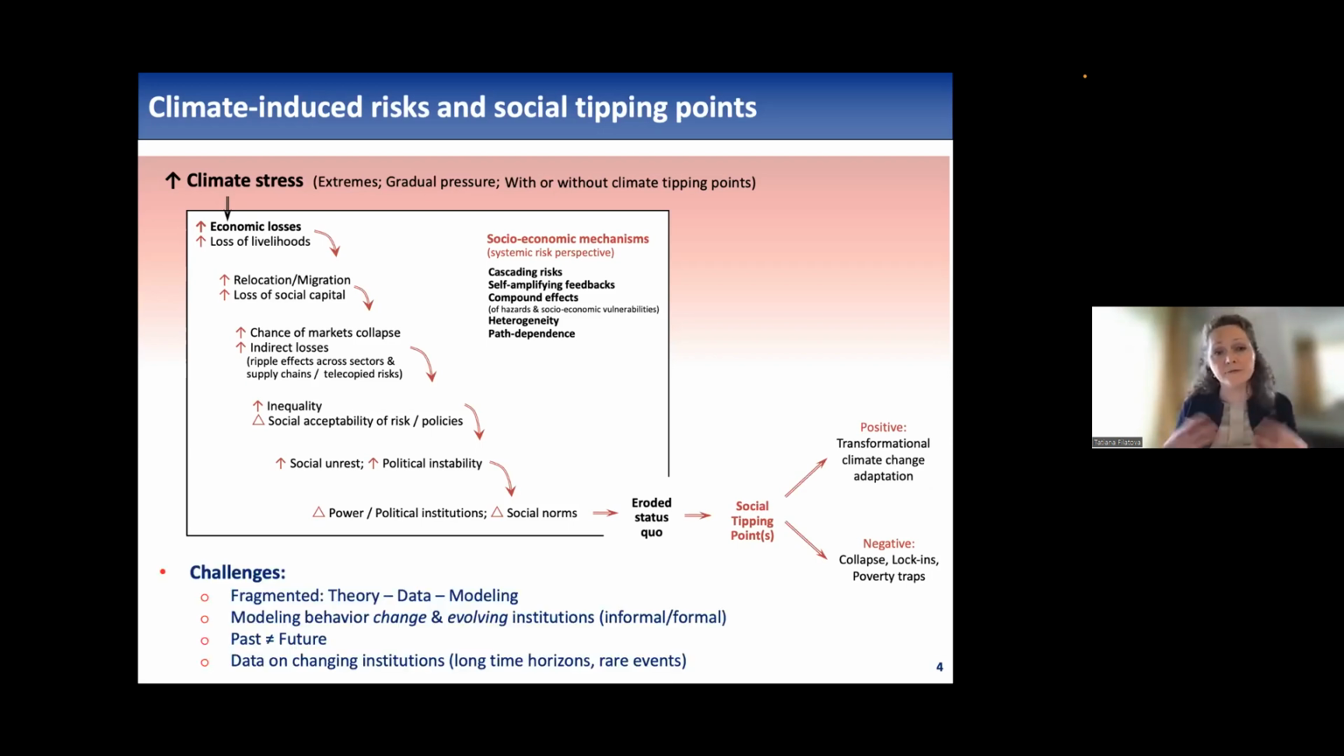So there are quite a few challenges in understanding, representing, and modeling these processes. Not only do we have pieces of theory that explain these processes, but not all of them are well connected with each other. We still miss data, especially on these institutional changes. We have more and more data about behavioral change, but changes in institutions are worse documented, and they also require long time horizon and capturing those rare events. We also know that past data would not necessarily be representative of how we will behave in the new future, in the new normal.